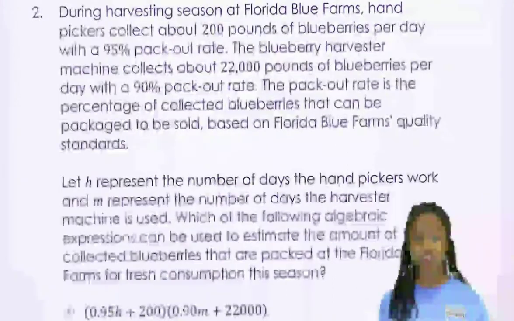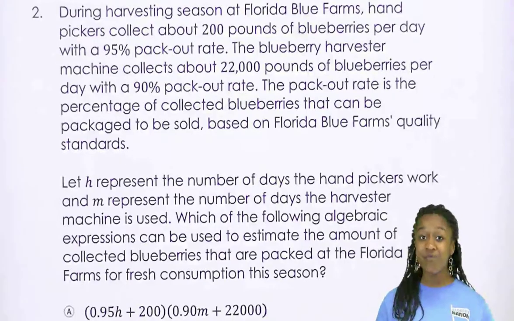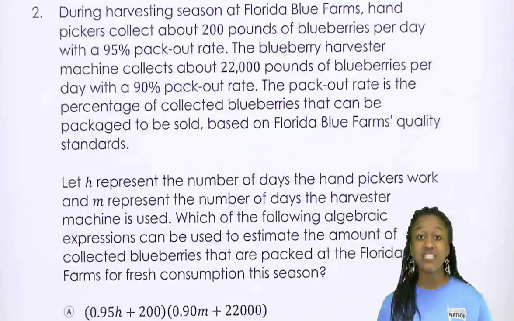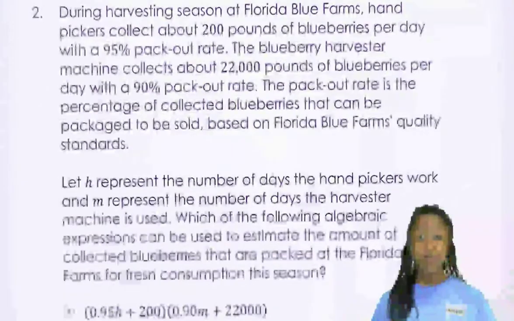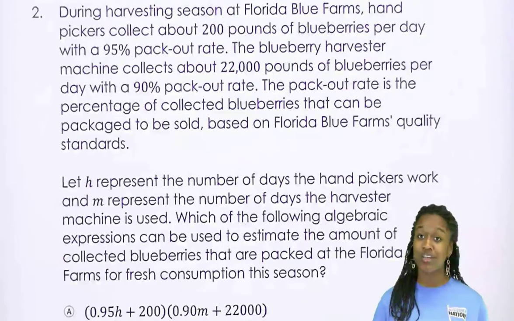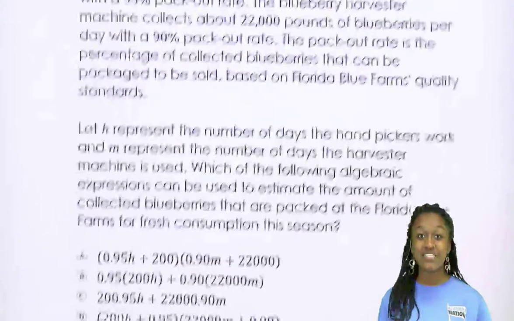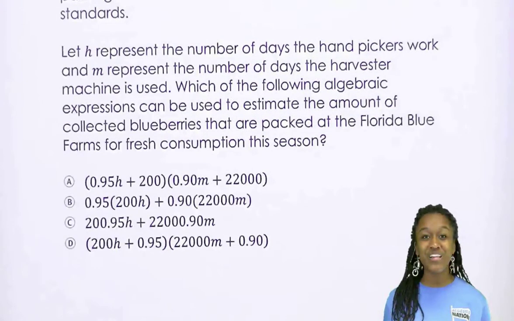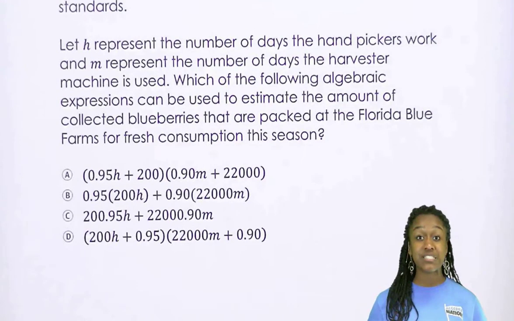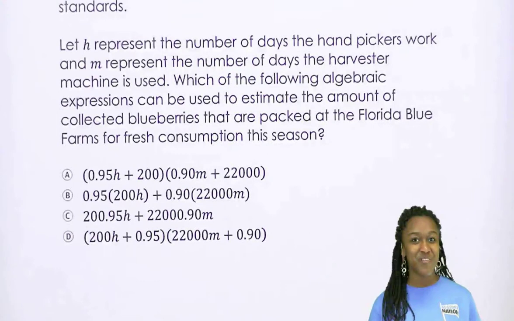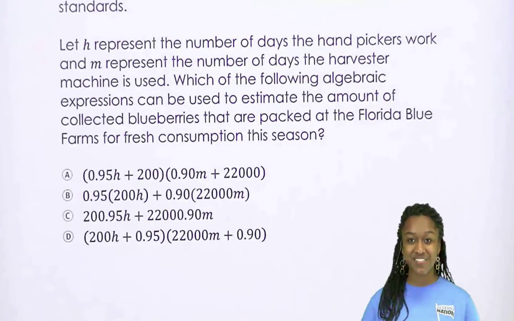During harvesting season at Florida Blue Farms, hand pickers collect about 200 pounds of blueberries per day with a 95% pack-out rate. The blueberry harvester machine collects about 22,000 pounds of blueberries per day with a 90% pack-out rate. The pack-out rate is the percentage of collected blueberries that can be packaged to be sold based on Florida Blue Farms quality standards. Let H represent the number of days the hand pickers work and M represent the number of days the harvester machine is used. Which of the following algebraic expressions can be used to estimate the amount of collected blueberries that are packed at the Florida Blue Farms for fresh consumption this season?